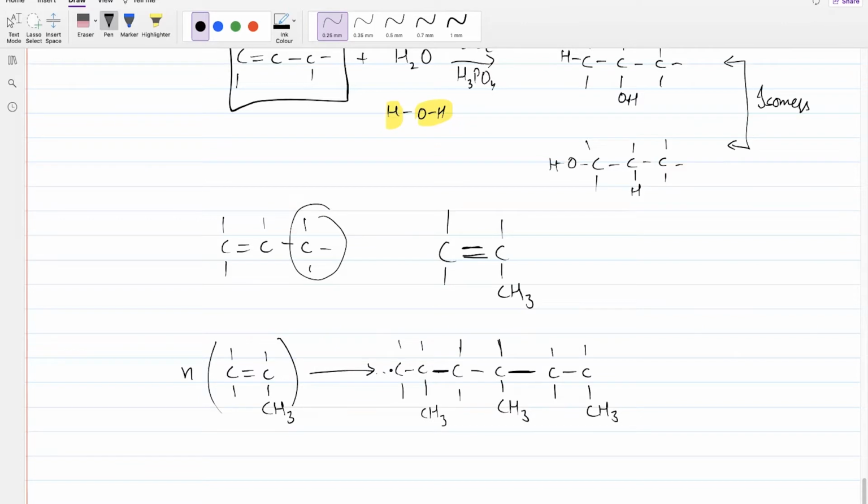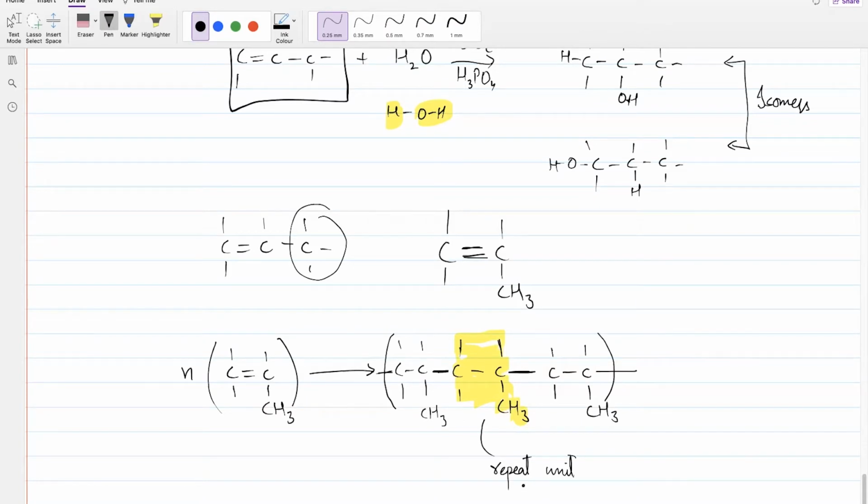Just to show that it's happening in both directions, we draw these lines through the brackets to show that it is continuing. And you will notice that it's basically a repetition of this thing. This is going on and on and on, and this is called a repeating unit or just repeat unit.